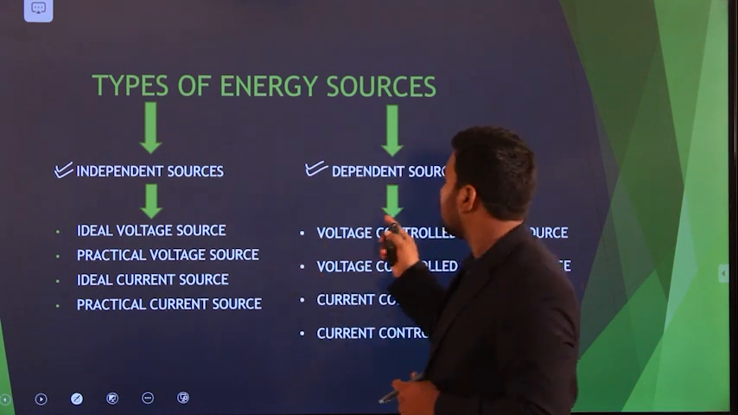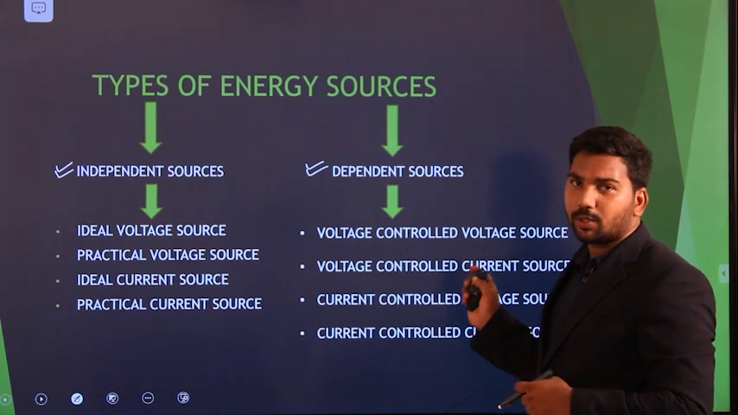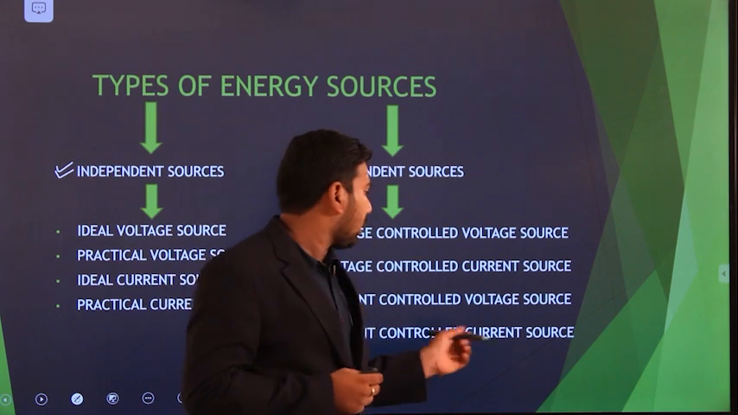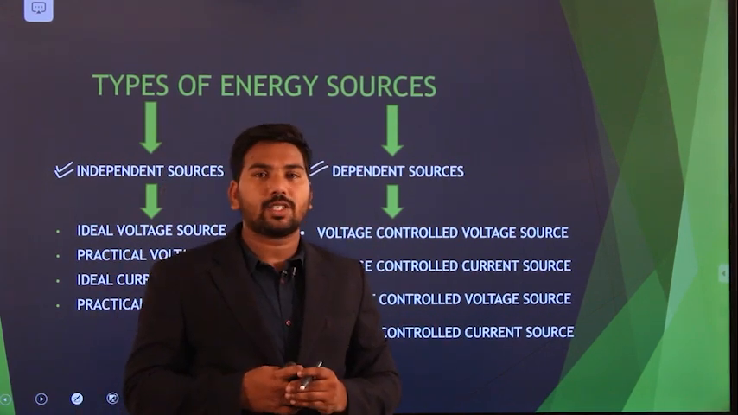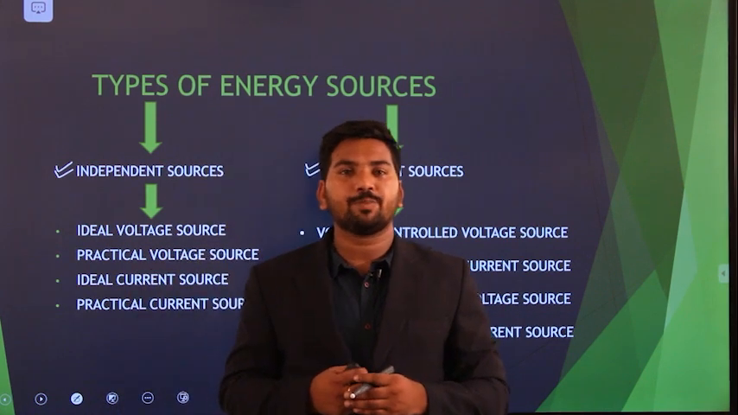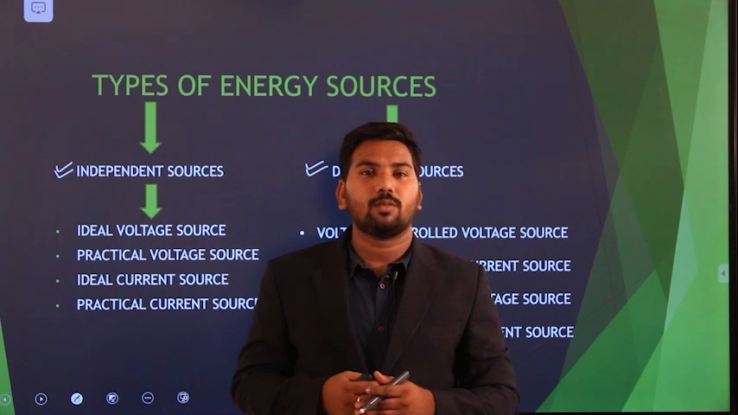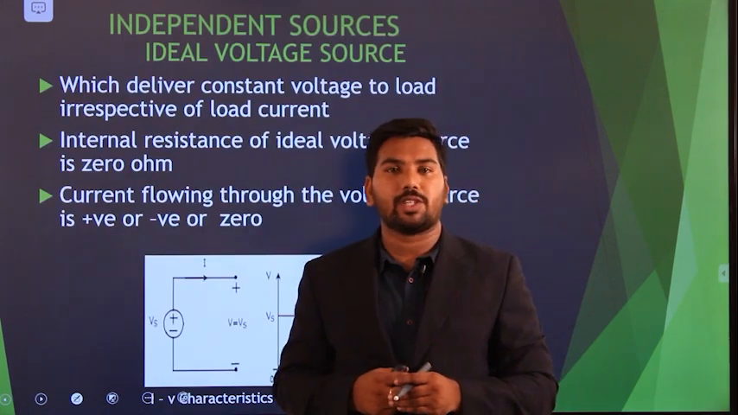Dependent sources are also 4 types: voltage controlled voltage source, voltage controlled current source, current controlled voltage source, current controlled current source. So we will discuss one by one what these sources are, what the IV plots for these sources are, and how these sources will behave. First we will see about independent sources.